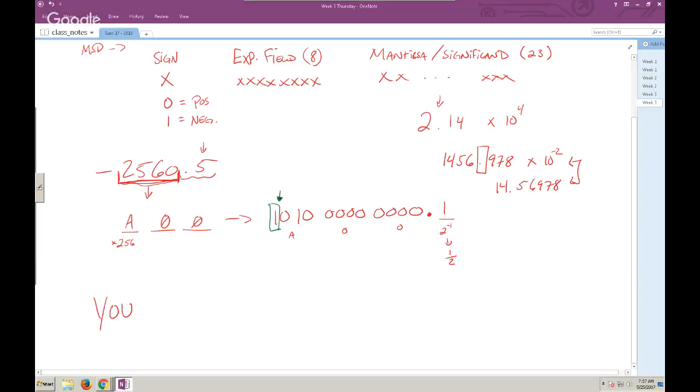Okay? Like this. 1, 2, 3, 4, 5, 6, 7, 8, 9, 10, and 11. Now we know we need to then store an 11 plus a little, plus compensating into the exponent field.